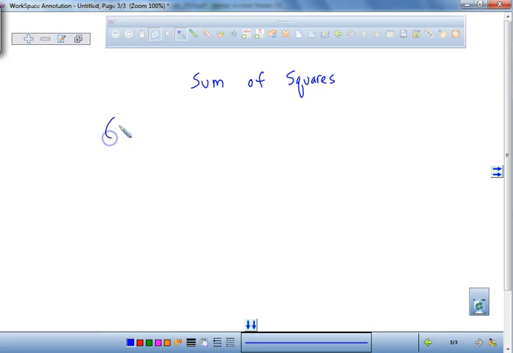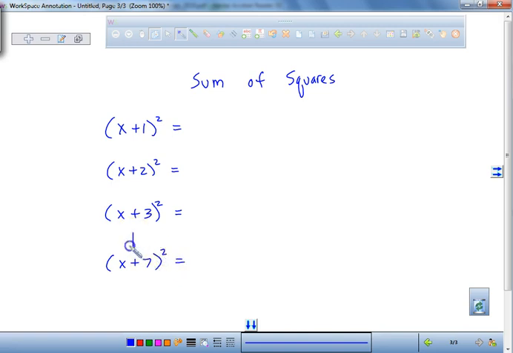We're going to start off with the easiest one. We're going to do x plus 1 squared. We're going to do x plus 2 squared. X plus 3. And then we're going to jump up all the way to 7 just for fun. So we're just going to make a quick little jump.